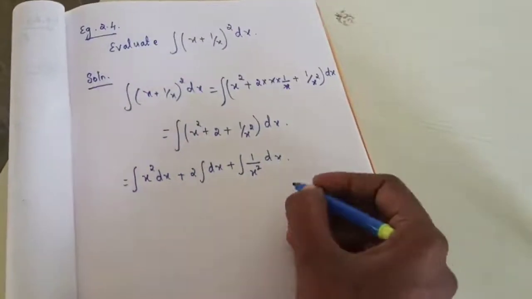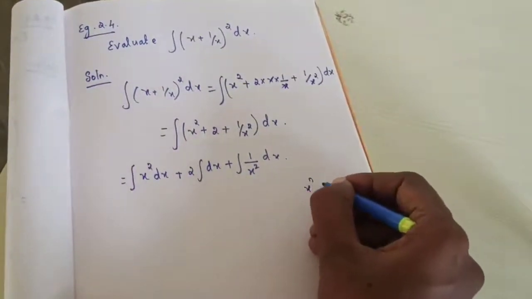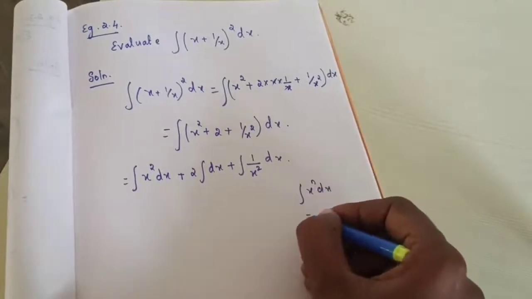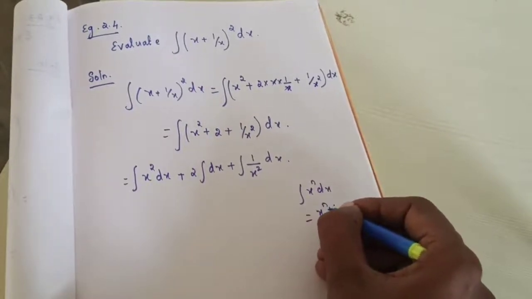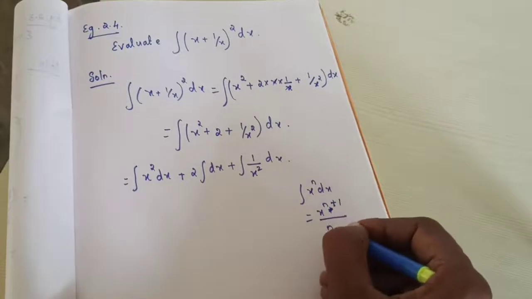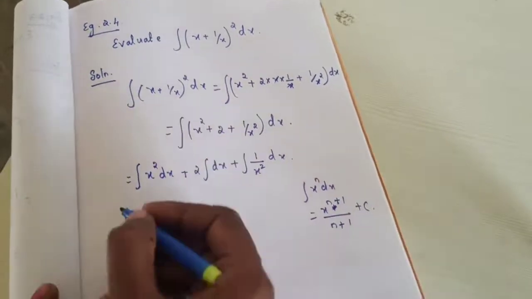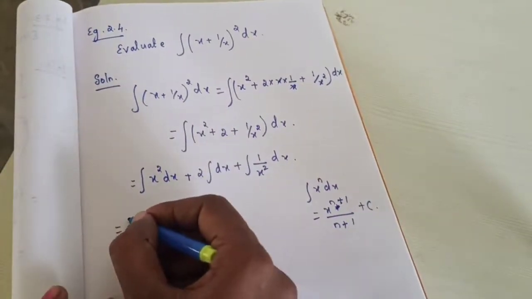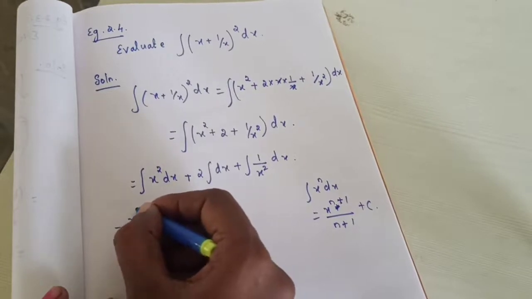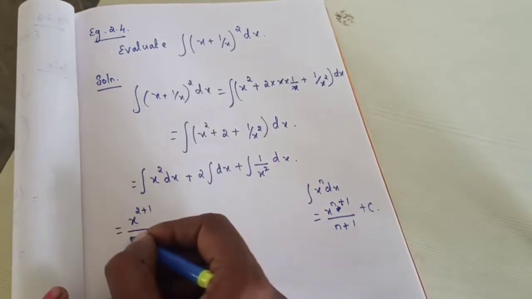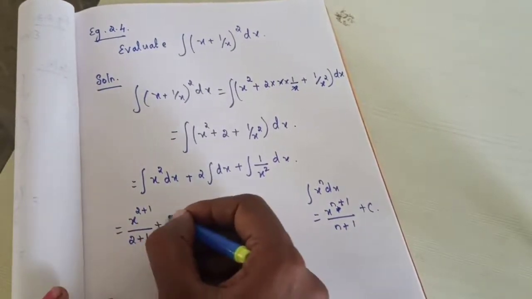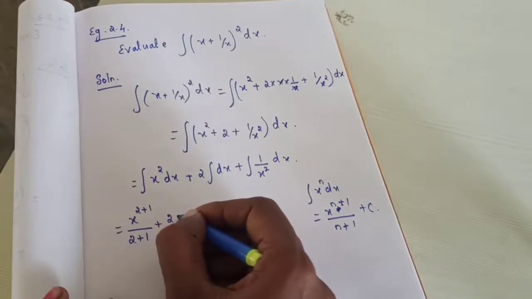So now what's the formula we will use here? Integral of x power n dx. What's the formula? x power n plus 1 divided by n plus 1 plus c. Now use it. What will happen? x power 2 plus 1 divided by 2 plus 1 plus 2 into, what's the integration of dx? Already I said. What's the integration of dx?